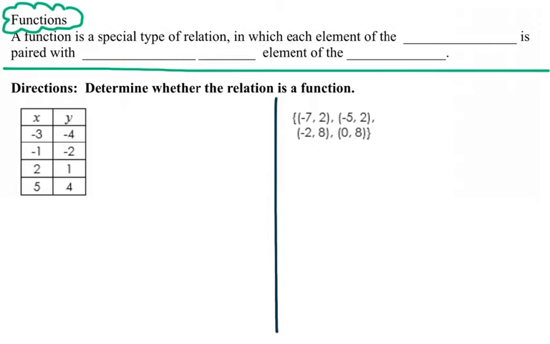Alright, so then after relations, we talked about functions. A function is a special type of relation in which each element of the domain is paired with exactly one element of the range. So we said for every x, there is only one y.